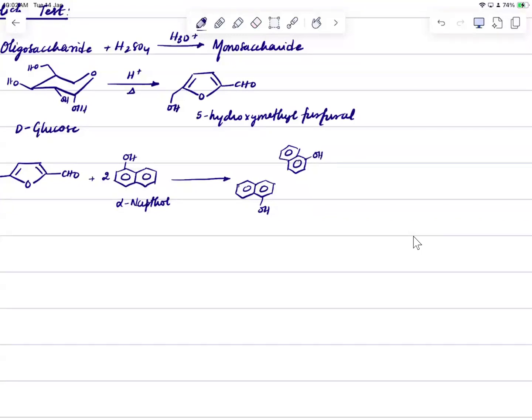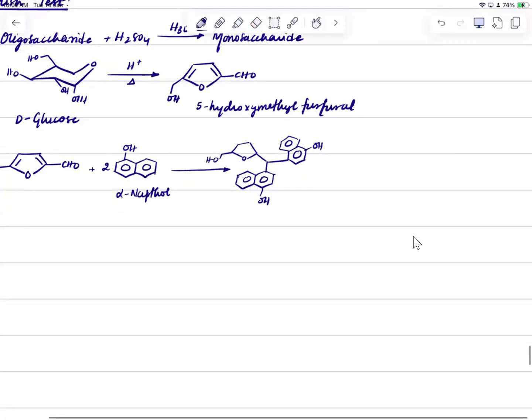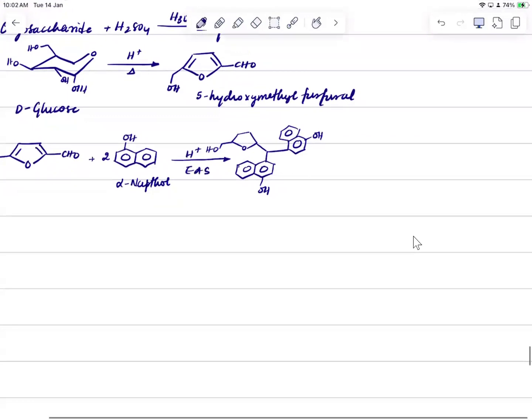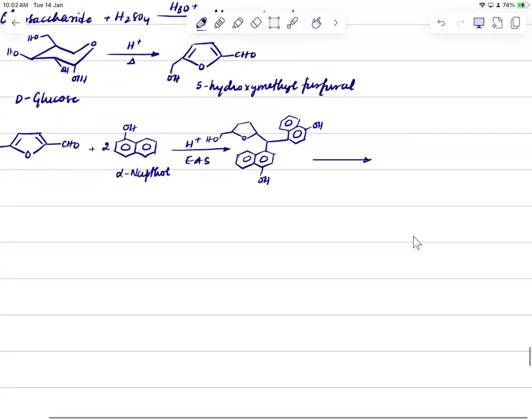So from this para position, we will get a connection here like this with furfural. This kind of a connection is established. So basically this aldehyde which you have will undergo EAS, 2 times EAS will happen in the presence of H plus. So we will get this compound. Now this compound, if it is being oxidized in the presence of acid, it will convert into a purple color or violet color.